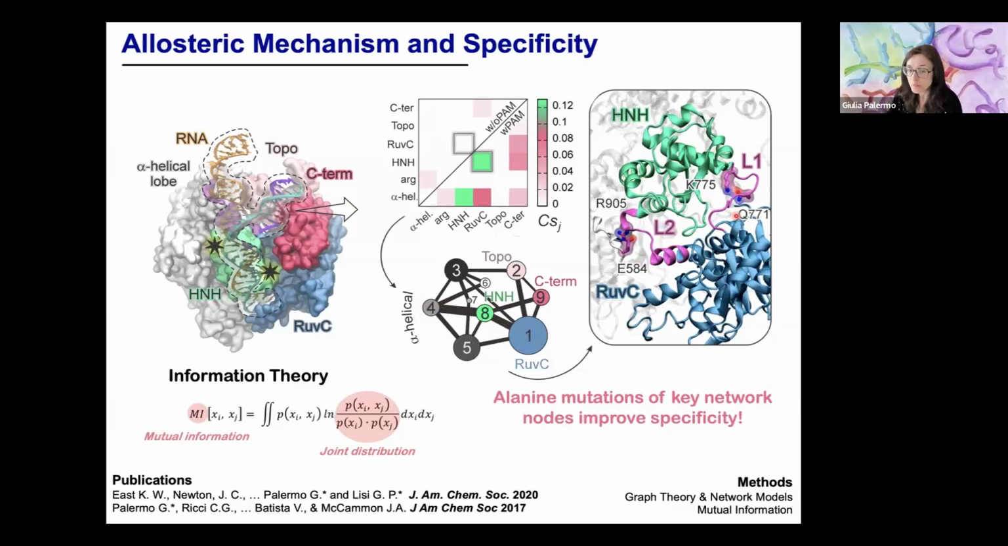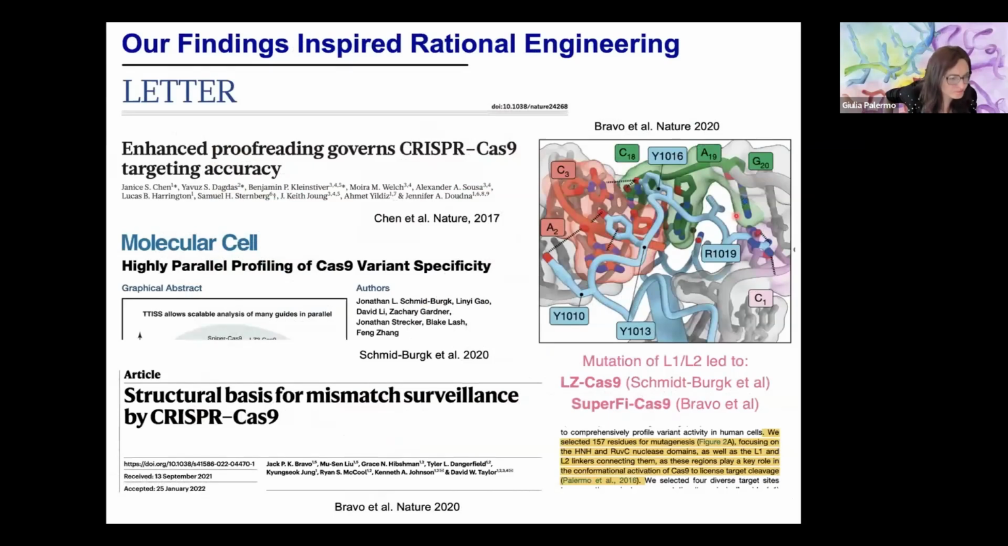HNH and RuvC. What was interesting is that alanine mutations of these key network nodes were shown to improve the specificity in one paper published before us, and in three papers, in particular, Schmidt-Burg was inspired by this observation that L1 and L2 transfer the dynamics, and specifically targeted the mutation of these loops. Also, Bravo, in a very recent paper, finds that alterations of the L2 loop can improve the specificity of Cas9.